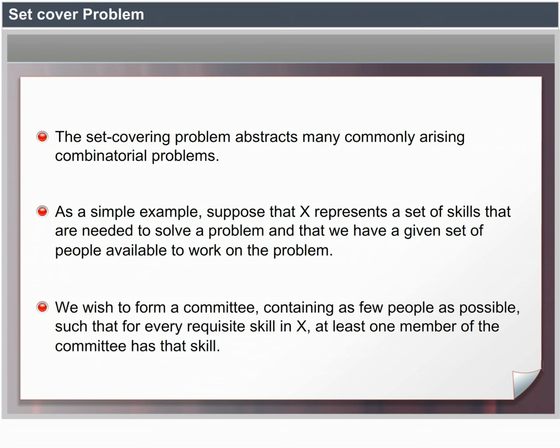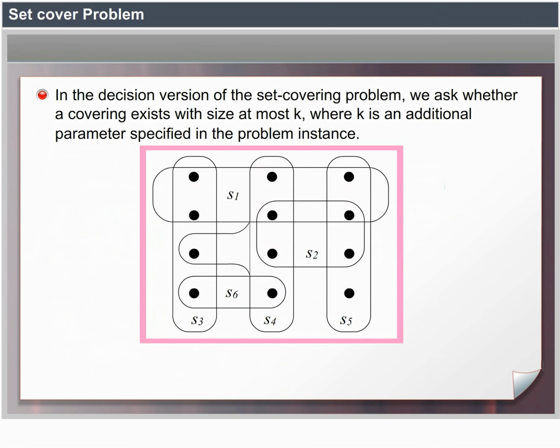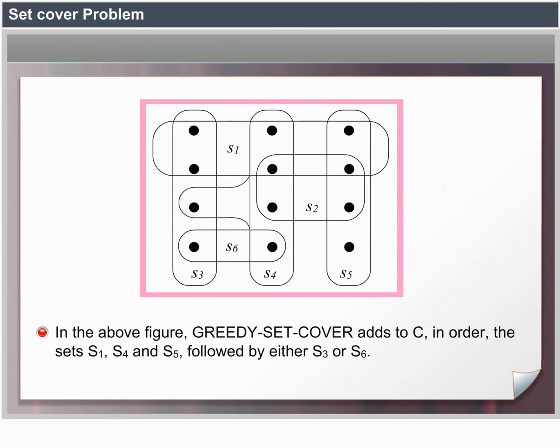In the decision version of the set covering problem, we ask whether a covering exists with size at most k, where k is an additional parameter specified in the problem instance. In the above figure, greedy set cover adds to C in order the sets S1, S4 and S5, followed by either S3 or S6. Greedy approximation algorithm.